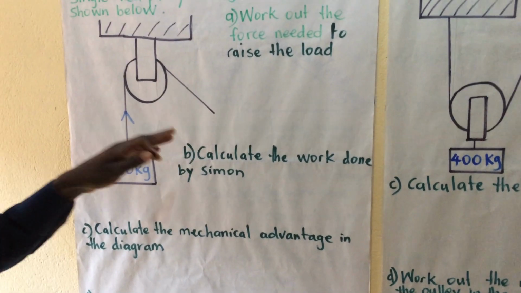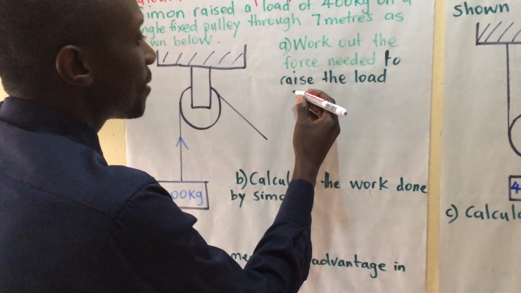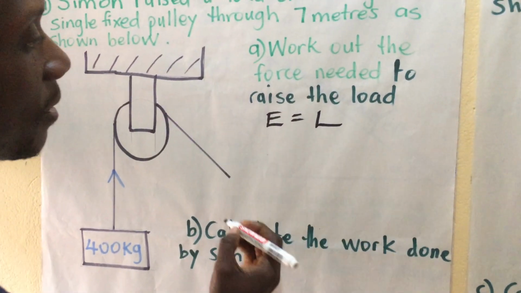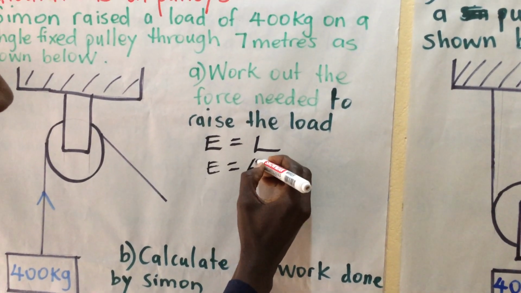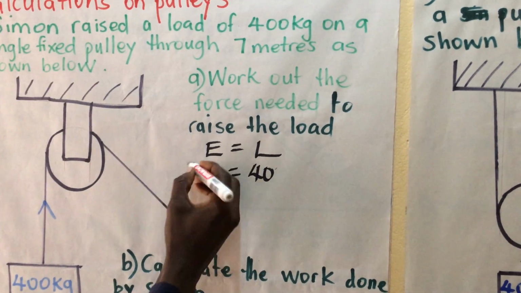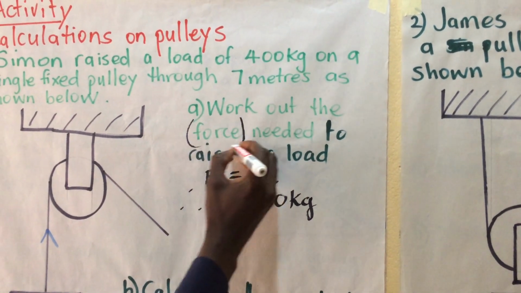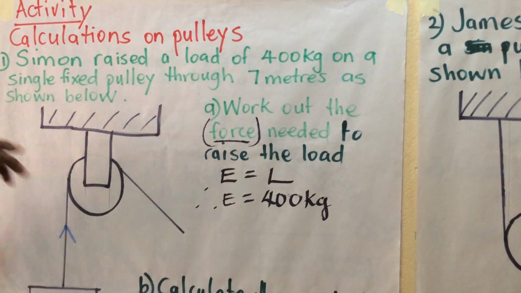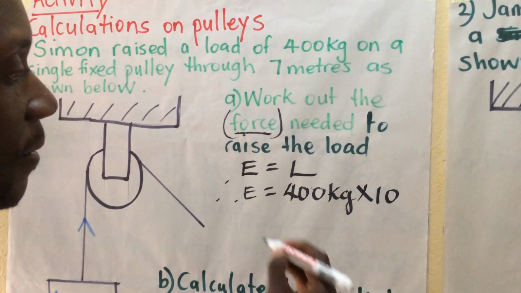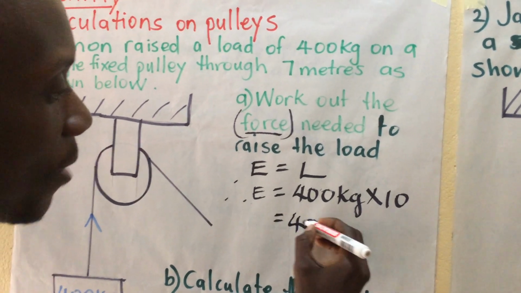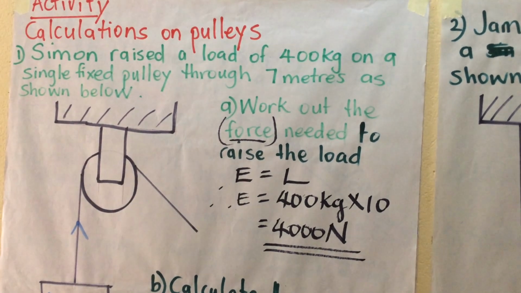So they want us to identify how much effort you have to put in to raise this. And we have said effort is equal to load. And we know the load. Effort is equal to 400 what? Therefore, effort is equal to 400 kilograms. But they have told us force. Therefore, we have to convert this to newtons, which is times 10, which will give us 4,000 newtons. That is the force needed to raise this.